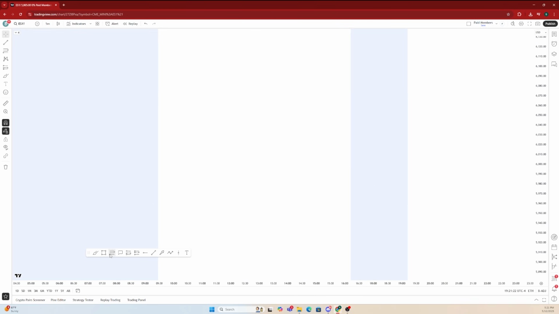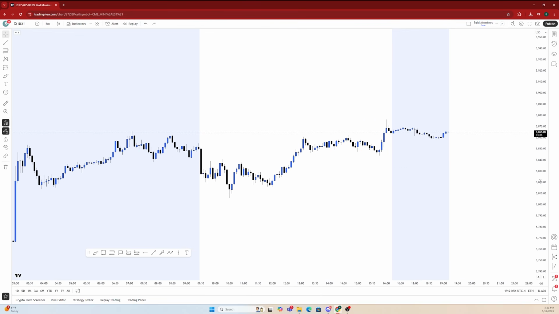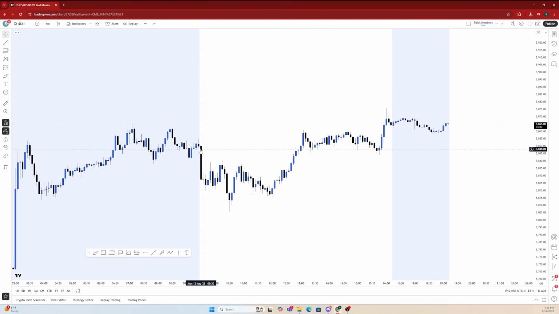All right, so with this strategy, what we want to do is mark the first 30 minutes of market open. The first 30 minutes of market open is going to be 9:30 a.m. EST to 10 a.m. EST. As soon as the market opens, that is going to be our 9:30 candle, and I'm just going to draw this line through it right here.